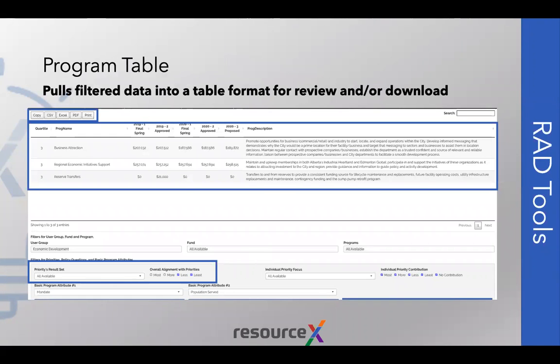Once you have applied those filters, if you go to the tab Program Table, you will see that those filters have also applied to that table. You can, from here, copy the table or download it in any one of the formats that is most relevant for you. So you can see at the bottom, we have filtered to those programs that are less aligned or least aligned with your overall priorities. And those are the programs that are filtered into the table above.